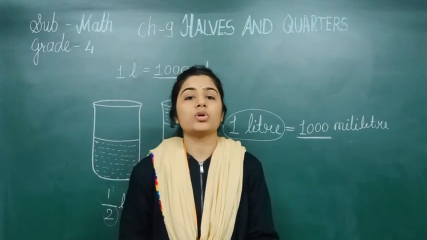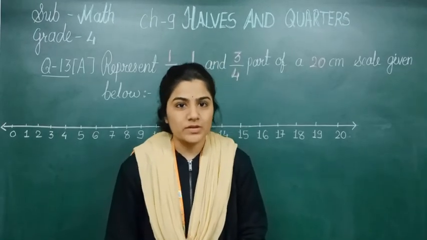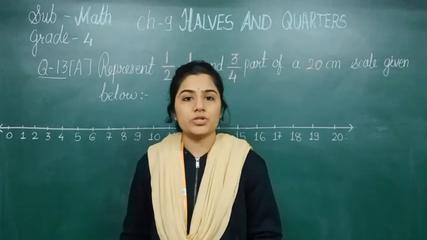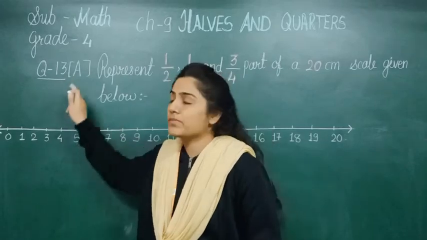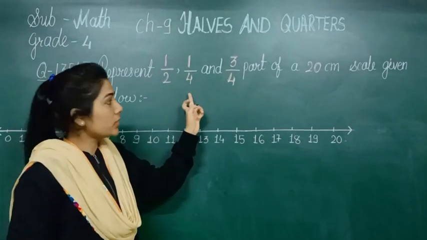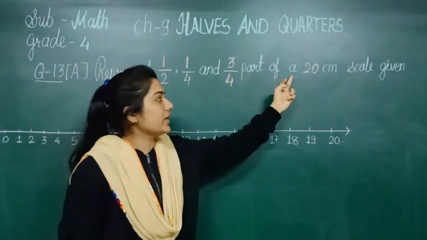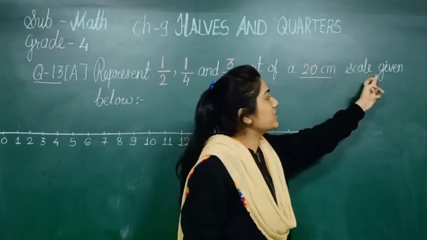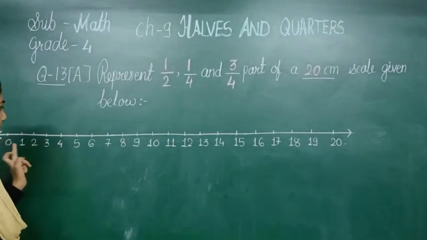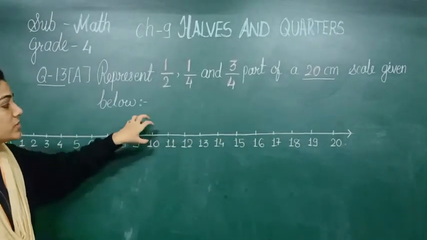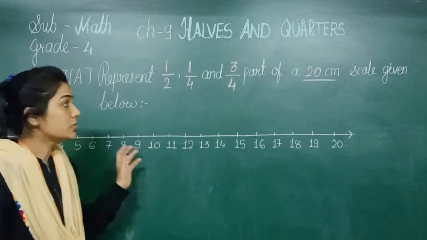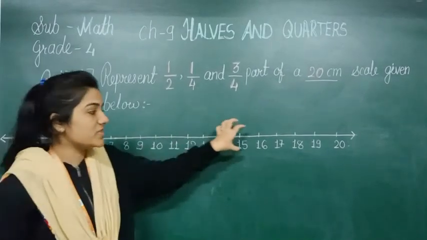Right now I am showing you question number 13 of your workbook. Now we are moving further. In question 13, sub-questions A and B are given. Question 13A: Represent 1 upon 2, 1 upon 4 and 3 upon 4 part of a 20 centimeter scale given below. You can see I have drawn that scale from 0 to 20. We have to show this fraction on this scale. This is your concept, this is your question. Do you think this is simple? The digits are given, right?